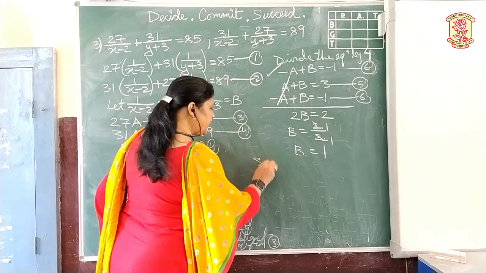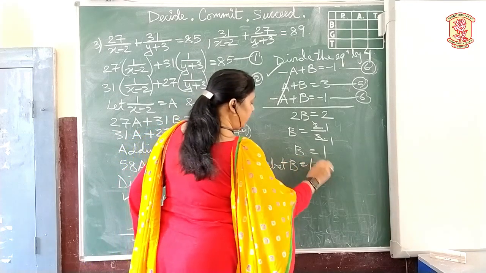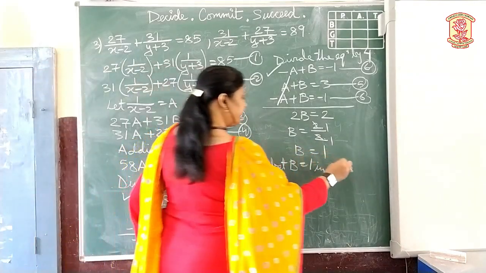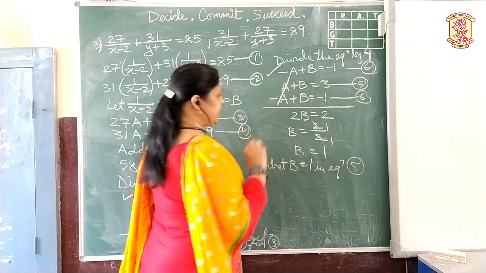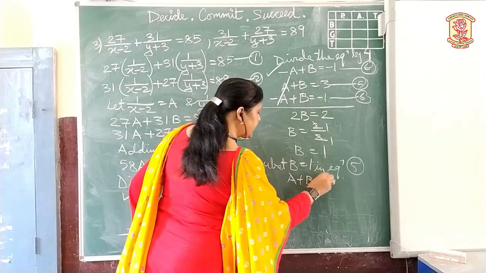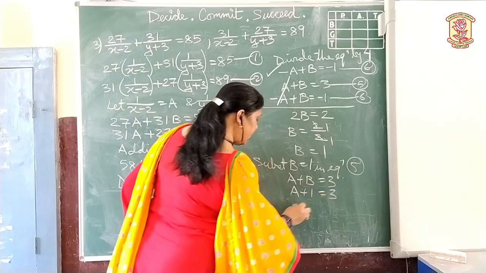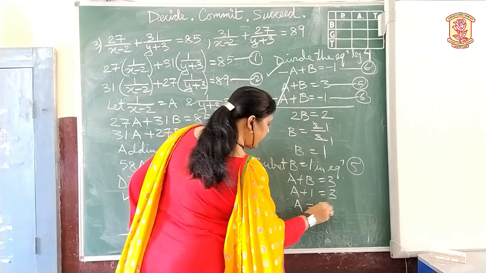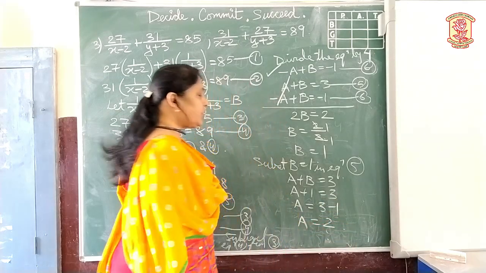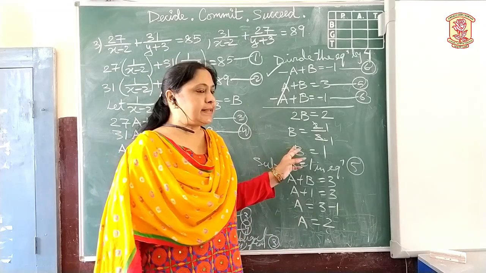Now substitute B equals 1 in equation 5th. Because I think the 5th one is the simplest one at present here. So we get A plus B equals 3. So we get A plus 1 equals 3. So A will be 3 minus 1. So the value of A is 2. So here we got the value of A and B. A is 2 and B is 1.